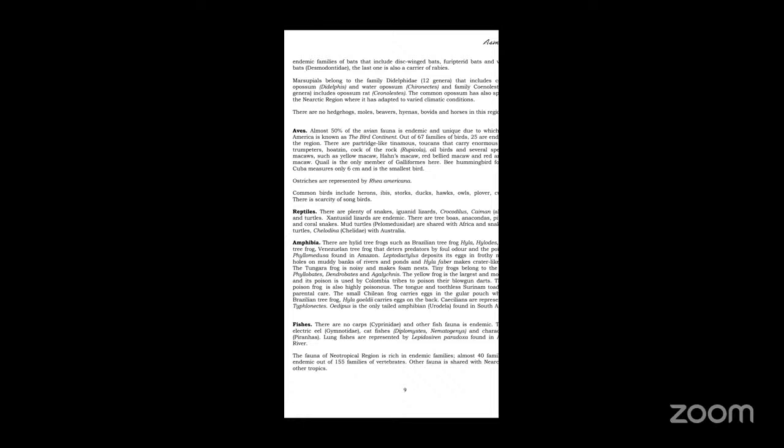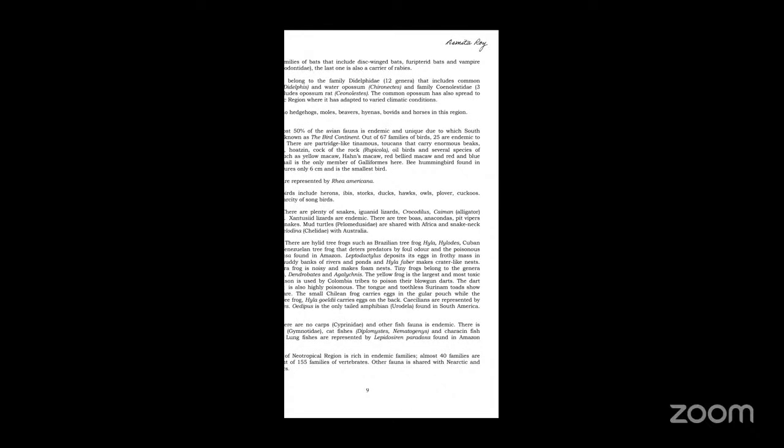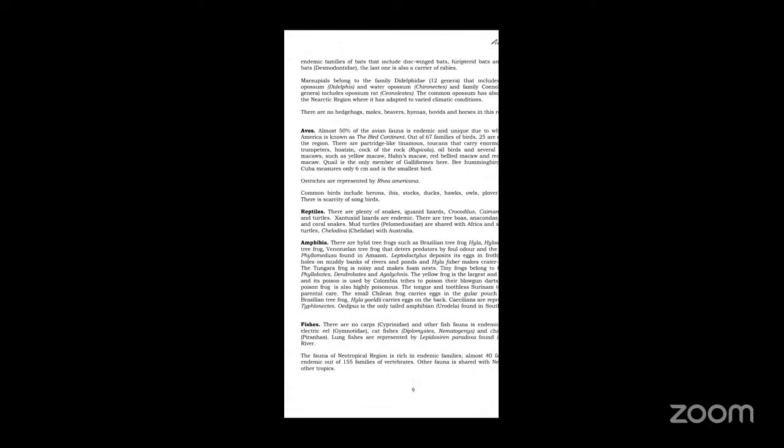Then you have the marsupials. The marsupials actually belong to the family Didelphidae, about 12 genera, which includes the opossum. Then you have the water opossum, and also the opossum rat. The common opossum is also spread to the Nearctic region, where it has adapted to those climatic conditions. Then you don't find any hedgehogs, moles, beavers, hyenas, corvids, as well as horses in this region. Okay, so this is about the mammals. Now, next coming to the aves.